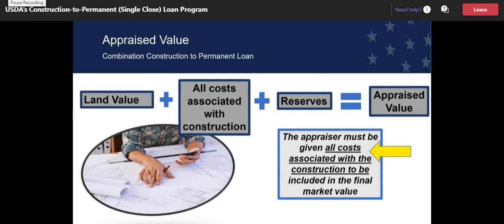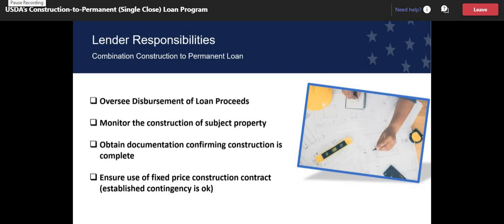Okay, as I mentioned before, the appraised value of the property is always the upper limit of what you can loan on a USDA loan. So if you're rolling in any reserve funds into the loan, please be sure that you give the appraiser all the costs involved, including the land contract, any costs associated with construction, and what you plan to roll in for the reserve accounts. All of that has to be equal to or less than the appraised value. And so the appraiser must be given all the costs associated with construction to be included in the final market value. Okay. Let's look at lender responsibilities.